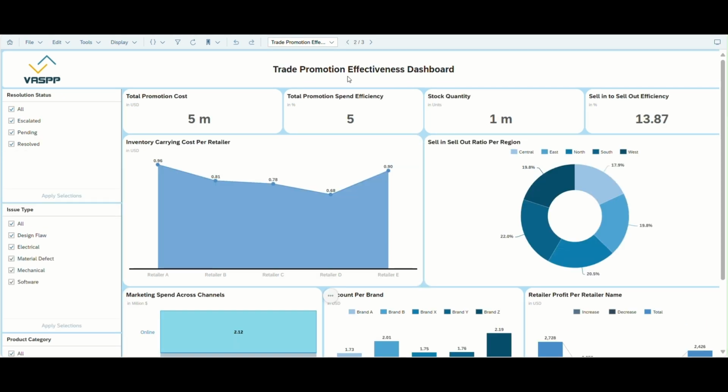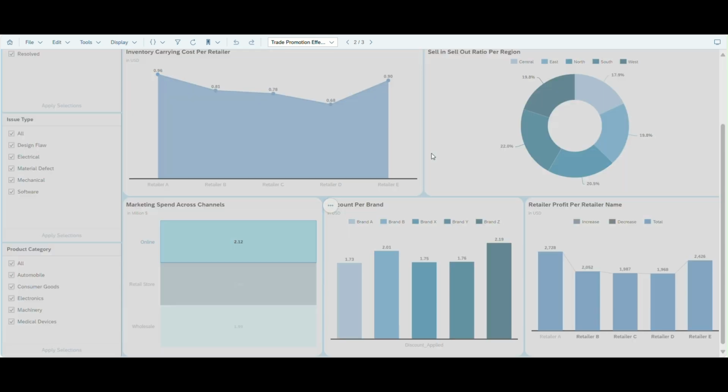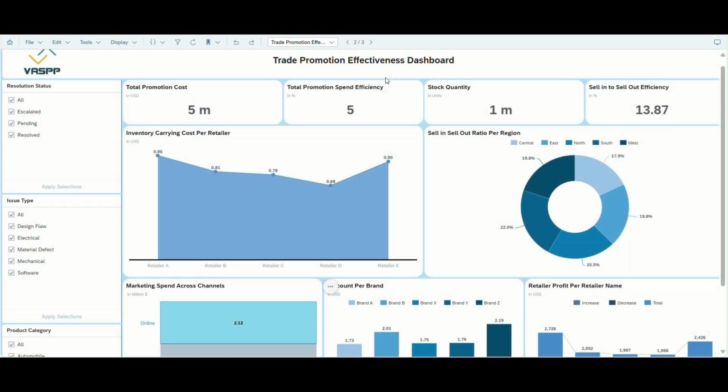Move to the second chapter of our trade management dashboard, trade promotion effectiveness. This isn't just another dashboard. This is your command center for promotional ROI. If you're in trade marketing, sales, finance, or supply chain, this is where your data starts driving decisions that matter.